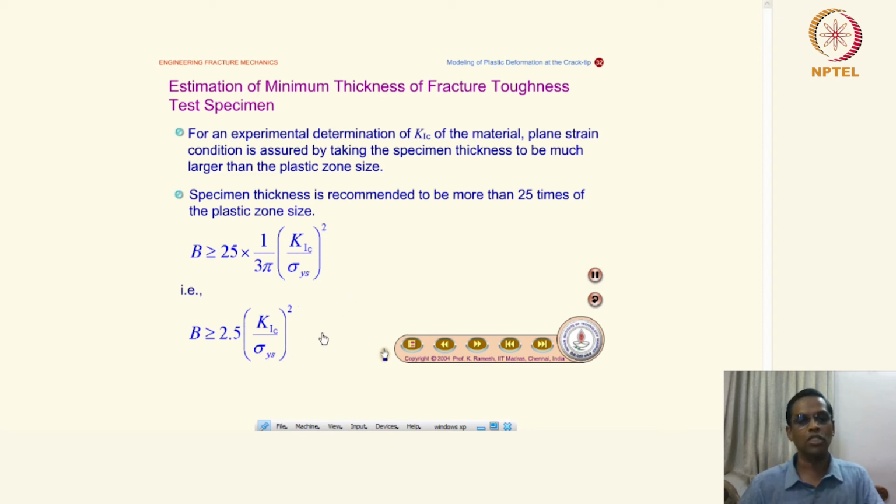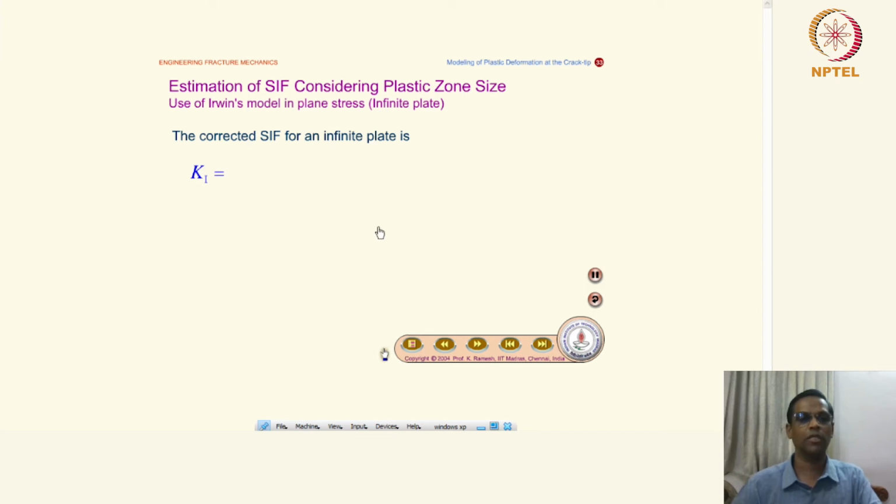So in order to take a valid K1C test, this is the first primary condition. The sample thickness has to be of this order. So this we will see when we do the fracture toughness testing. We will look at all these conditions much more closely.